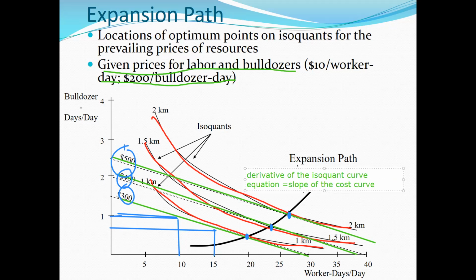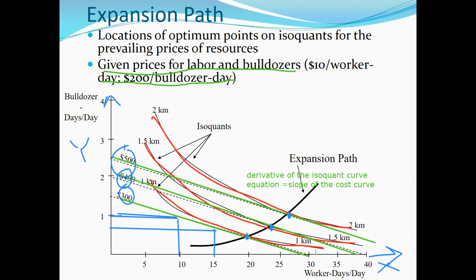Okay, so if you can write down the equation of the isoquant somehow, and then the cost curve is just a straight line, right? The green lines are just straight lines. So the slope of that would be constant. Okay? And now how do you find the slope of this isoquant? You'll need the equation. And remember when you write the equations, this is your x-axis and this is your y-axis.